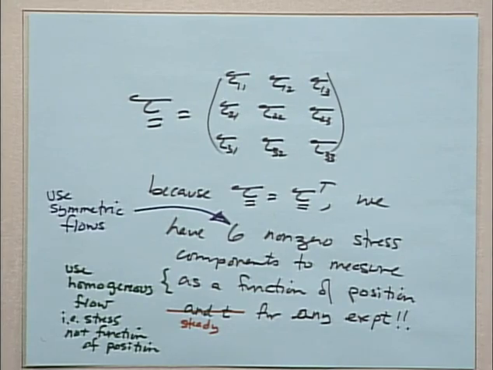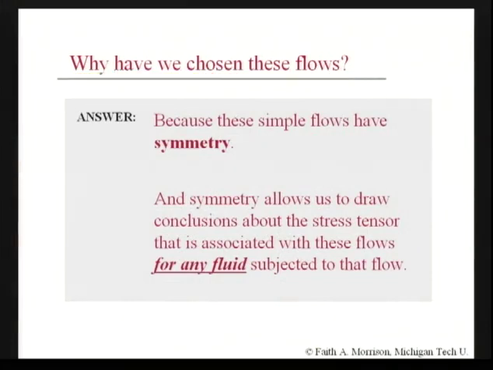As I summarize on this slide, why have we chosen these flows? And the answer is because they're quite symmetric. And we can show that for shear flow, we only need to measure 3 stress components. There are 4 non-zero, but 2 are equal. And in the case of uniaxial elongation and biaxial stretching and planar elongation, only 3 again. So that cuts down the number of stress components we have to measure from 6 to 3. So we picked a steady flow, a homogeneous flow, and one that was very symmetric to simplify, simplify, simplify, so we only have to make a limited number of measurements.